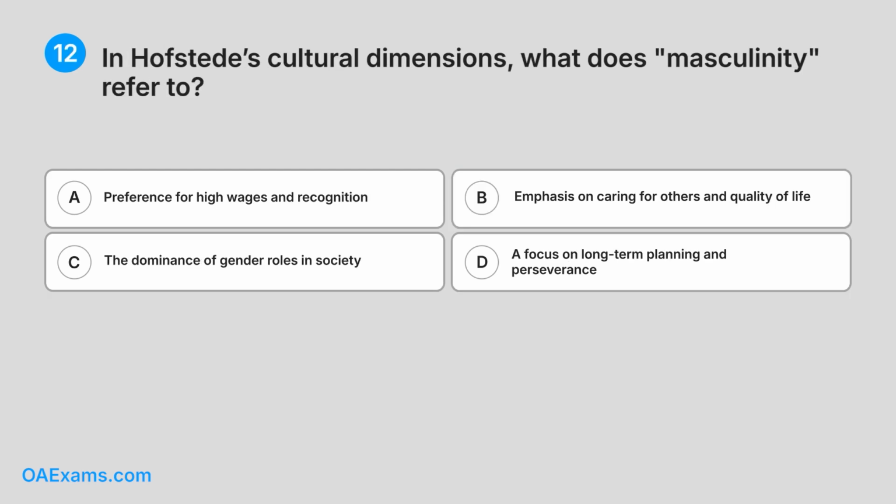12. In Hofstede's cultural dimensions, what does masculinity refer to? A. Preference for high wages and recognition. B. Emphasis on caring for others and quality of life. C. The dominance of gender roles in society. D. A focus on long-term planning and perseverance. Do you know the answer?